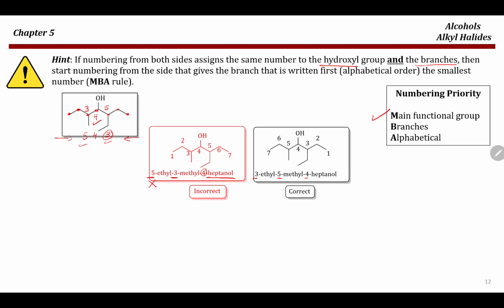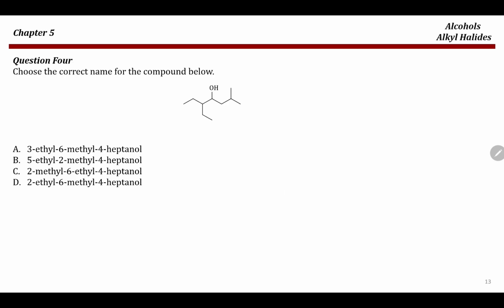If you are getting the same number, then try to give your branches the smallest possible number. And if your branches are also getting the same numbers, then use the alphabetical order rule to name your compound. Those rules should be followed in the same order. You can just memorize this by remembering these three terms: MBA, main chain, branch, and alphabetical order.